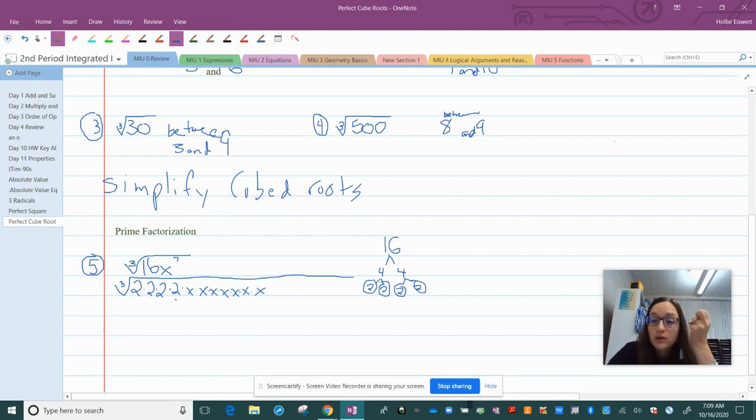Now, last time it was a square root, so we could only take out pairs of 2. Since it's a cubed root, we need a group of 3 for those 3 dimensions of our cube: length, width, and height. So what we're going to circle are groups of 3. We have three 2's right here because it's a group, and that little 3 tells us that. So that 2 can come out of the radical. This 2 stays. And then we see if we have any other groups. There's a group of 3 x's. That one's coming out. And another group of 3 x's. That one's coming out.